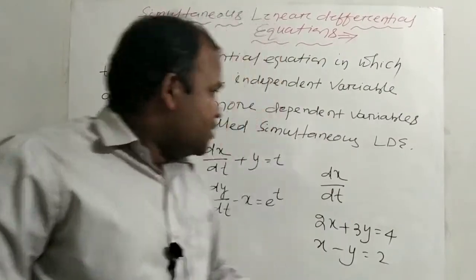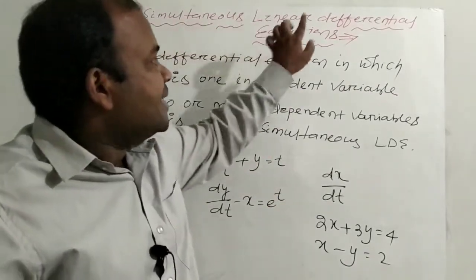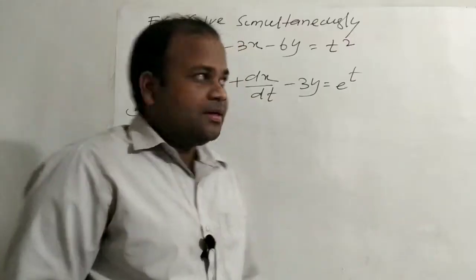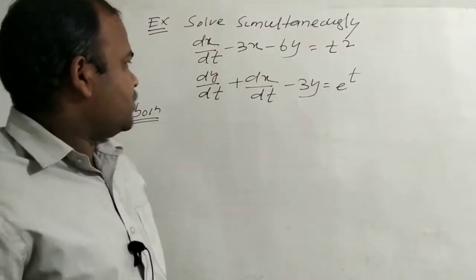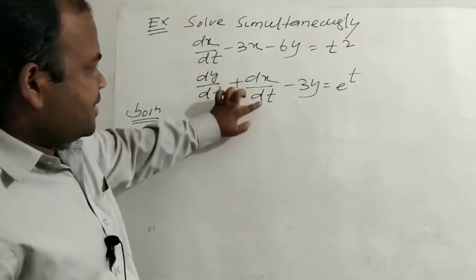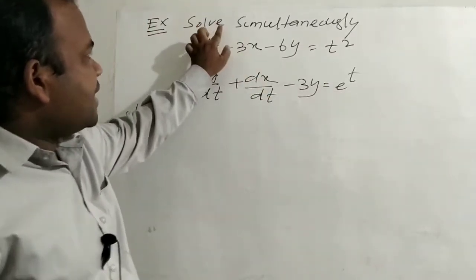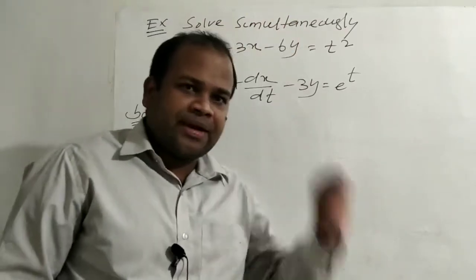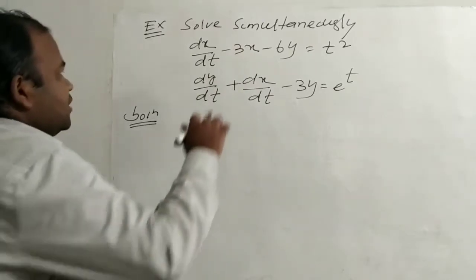Now we will solve various types of examples based upon simultaneous linear differential equations. Let us solve the problem: dx by dt minus 3x minus 6y equals t square, and dy by dt plus dx by dt minus 3y equals e raised to t. In the case of simultaneous linear differential equations, we will solve for x and for y.